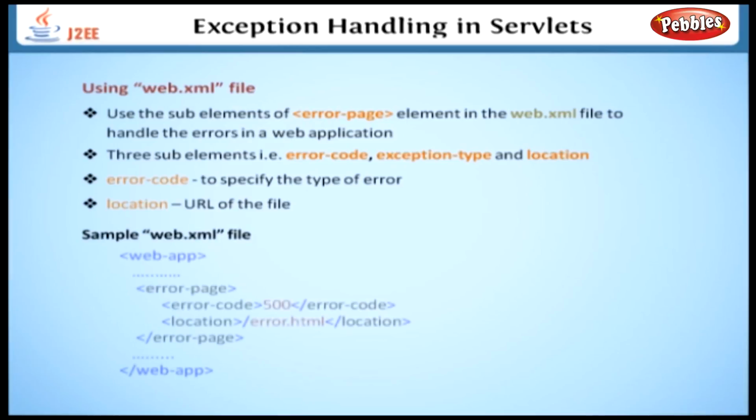Let's see a sample of the web.xml file. Here we define the error code and the location where it should be transferred if an error occurs. So if an error occurs related to error code 500, then error.html will be displayed.